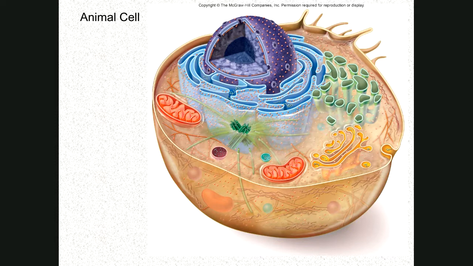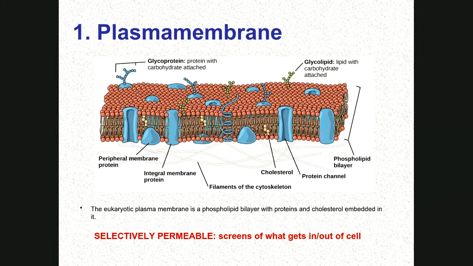Plasma membrane. What are the major constituents of the plasma membrane? The plasma membrane is a bilayer. You see, it's one layer over here and another layer over here of a phospholipid, which is the major constituent. This is why we call it phospholipid bilayer.